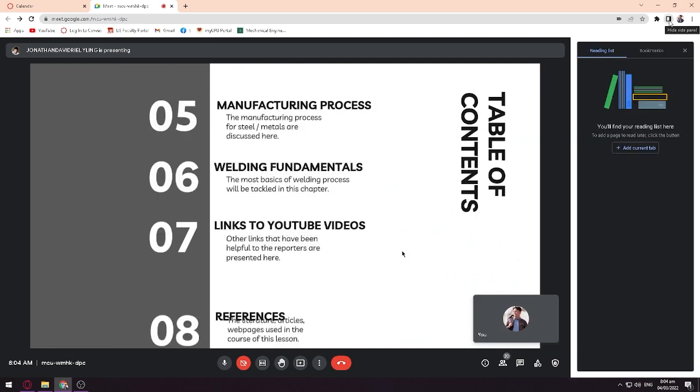For the introduction and the terminology, Iling will start.